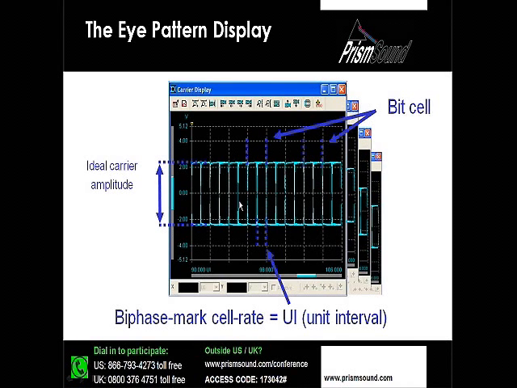But keep in mind, unlike the last slide that we had, the bit cell here now sometimes is a 0 and sometimes is a 1. So depending on what the data contains, you get this pattern that you're looking at, which is ideal.